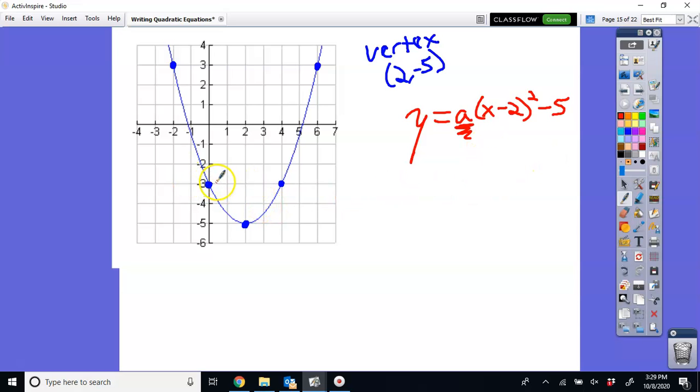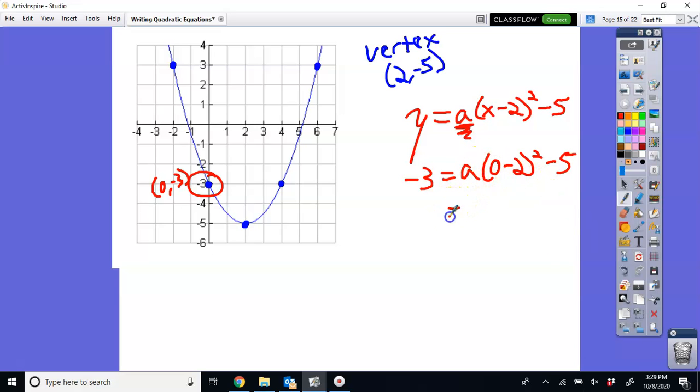Now, I would use this point right here just because it's an easy one, 0, negative 3. So negative 3 is the y value, 0 is the x value, and then I can solve this to find a. Again, what we're doing is plugging in what we do know to find what we don't know.